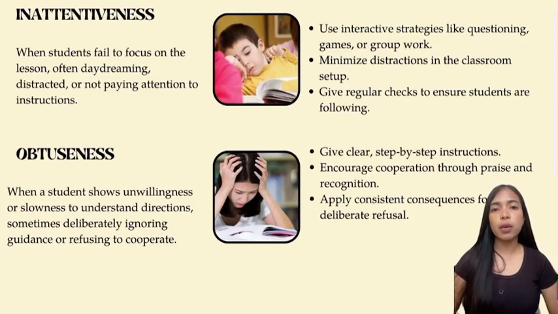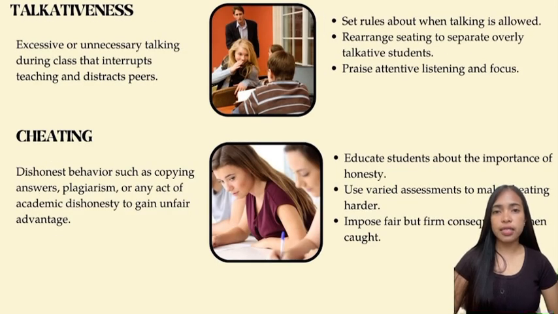Following that, we have obtuseness. This is when students refuse or are very slow to follow directions, sometimes deliberately. Teachers can deal with this by giving clear step by step instructions and reinforcing cooperation through encouragement. Another type is talkativeness. This refers to excessive or unnecessary talking that interrupts class. Teachers should set rules on when talking is appropriate and may need to separate overly talkative students.